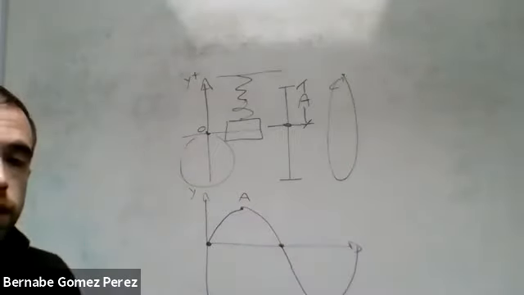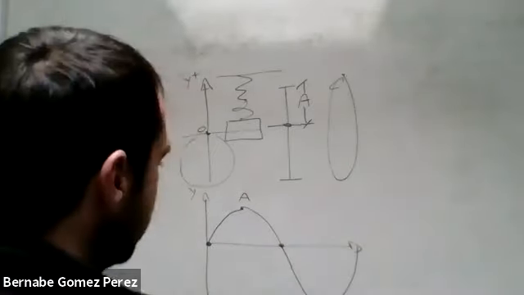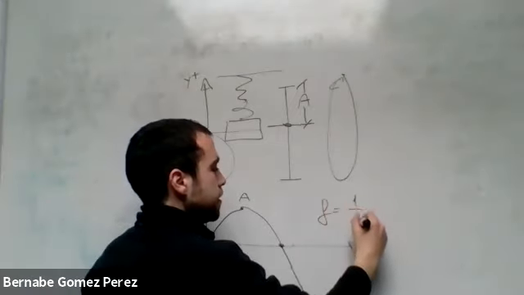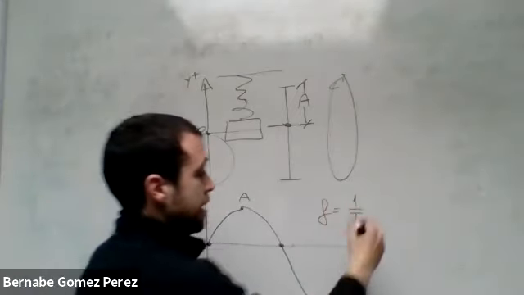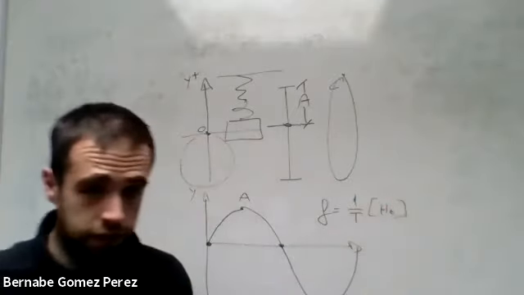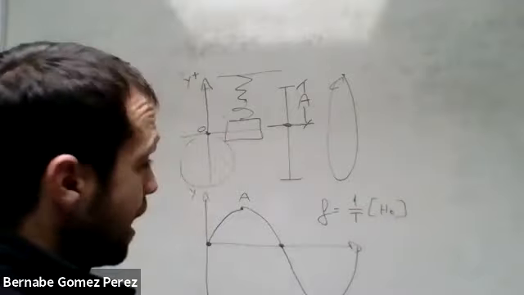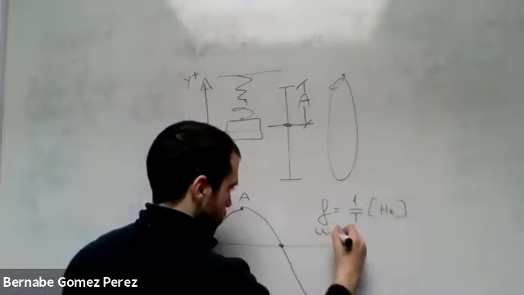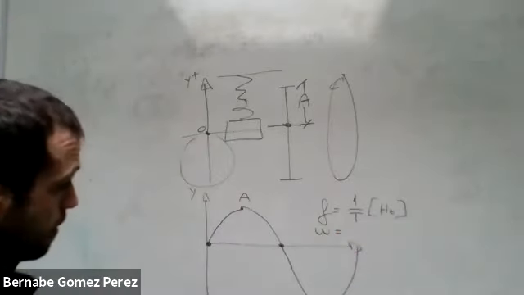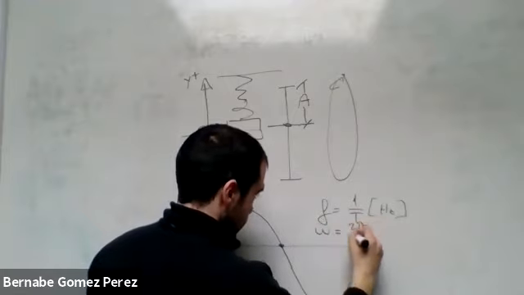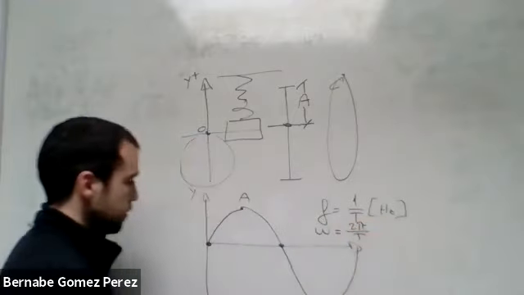okay? How do we relate, for example, period to frequency? Well, we know that frequency is 1 over the period, in hertz. So we talk in hertz. If we want to calculate the angular frequency, which we always call W or omega, it is 2 pi divided by T.